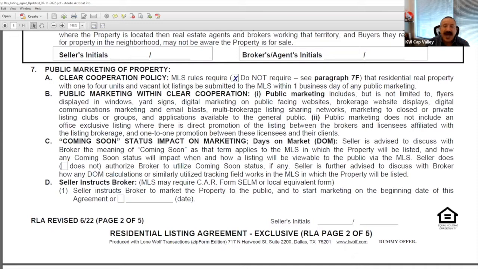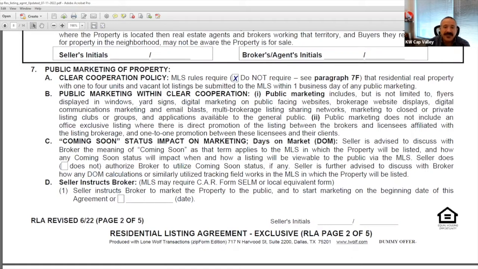Well, at the time that this came out, a gentleman named Dave Tanner was the CEO of SAR. He's also on the Metrolist board, and he's also a real estate attorney and broker. And he had the brilliant thought, and it turned out to be true, that any MLSs that adopted clear cooperation would end up being involved in endless lawsuits, class action suits, for years and years to come. And as it turns out, Dave was 100% correct. And some of those suits are still going on to this day.